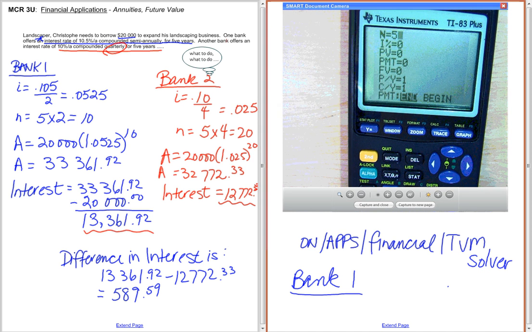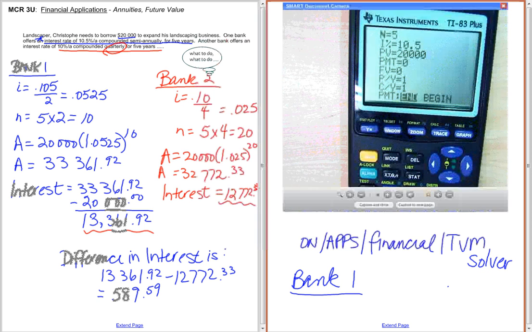The interest rate for bank number 1 is 10.5. The present value is the loan that he wants to take. So he gets that in his pocket. We're going to leave that as a positive number. We don't have regular payments for this problem, so we'll leave that as 0. Future value is going to be the amount of the loan. We're going to get the calculator to find that for us. Payment per year, we're just going to leave that as a 1. Compound per year, this is important. For the bank number 1, the blue question, we're going to do it semi-annually.